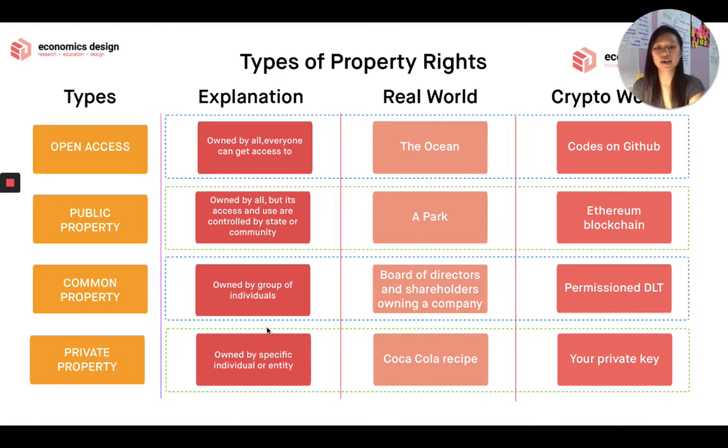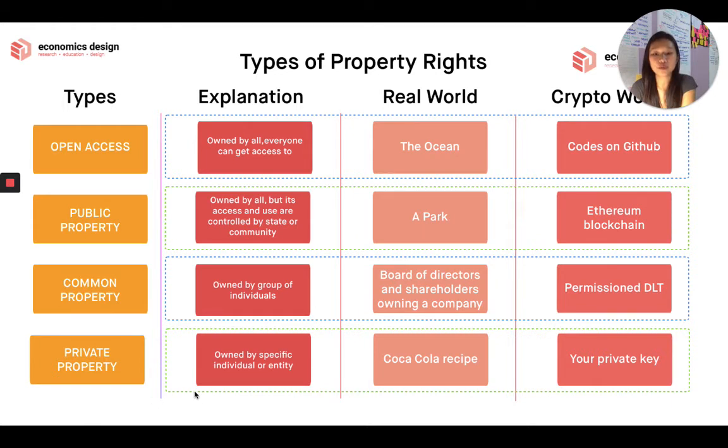The other one is common property. It's owned by a group of individuals, like a board of directors or shareholders owning a company. They own the company, they have equities in the company. In the same vein, that would be something like a permissioned DLT, like R3 Corda or Hyperledger, where the consortium owns that specific blockchain or distributed ledger. It means you can't just enter because you feel like it. It's not like public property, but a common property between the consortiums, or between the partners.